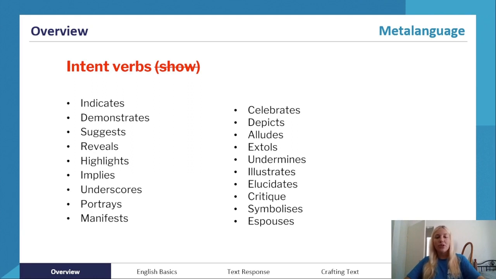Here's a bit of a metalanguage list for you to use. Intent verbs are for your authorial intent, when you're writing about what the author is trying to do or what message they have for our audience. You should also add more to this list. There's tons and tons more, but what we never want to see is "show." Author shows, blah, blah, blah. The ones that are generally frowned upon in English that we don't want to see in essays are show, make, and says. Those three words need to be replaced and removed from your essays. Show, make, and says.